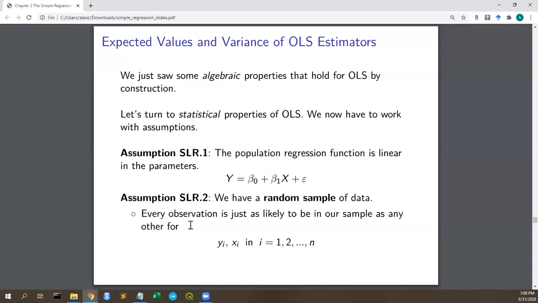Assumption 2 is we have a random sample of data. For example, if you're running your data on economics grades and some characteristics about students, and you only took the top 100 students, that's not a random sample. It's a very selected sample, and we don't want that because we want to estimate the population regression function. So you need a random sample and not a selected sample.